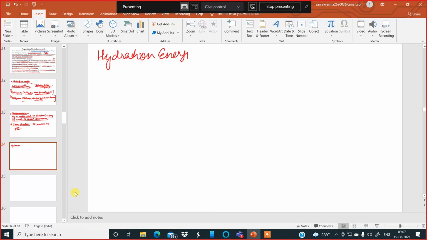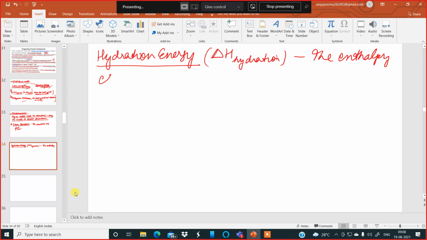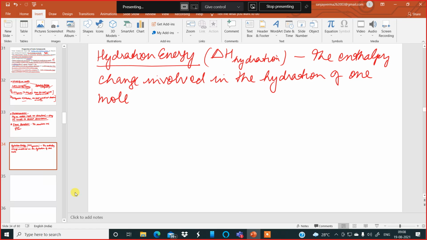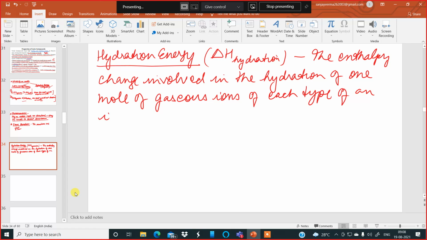Hydration energy, represented as delta H hydration. It is the enthalpy change involved in the hydration, which means formation of ions because of water. It is the enthalpy change involved in the hydration of 1 mole of gaseous ions of each type of an ionic solid. This is the definition for hydration energy.